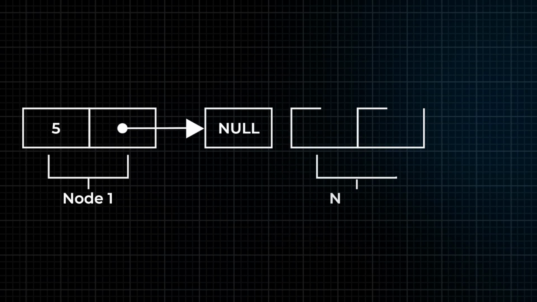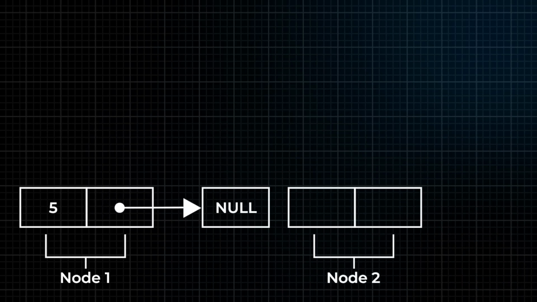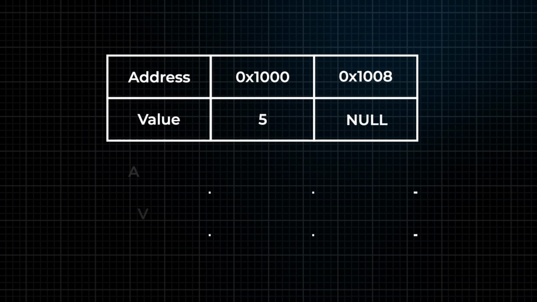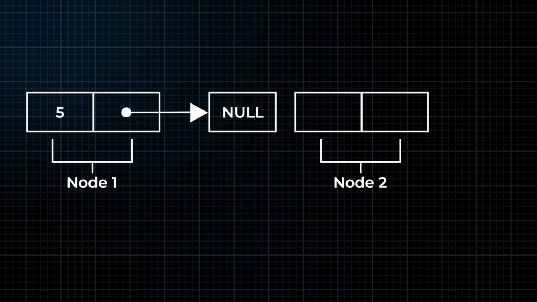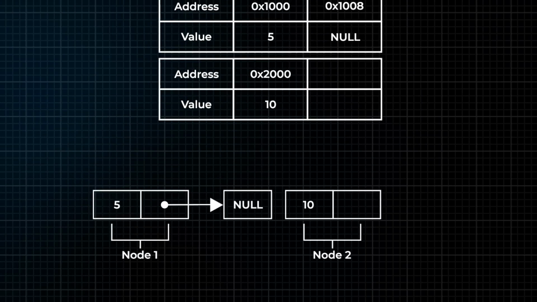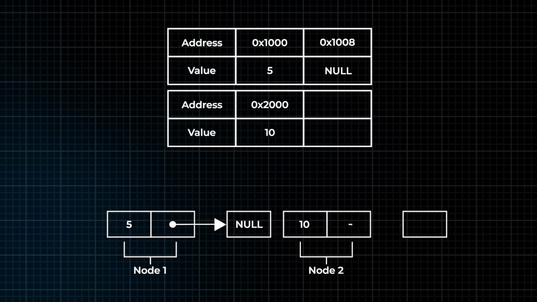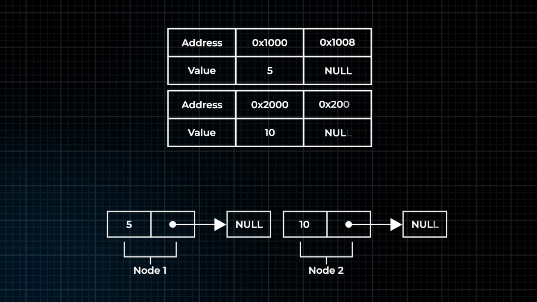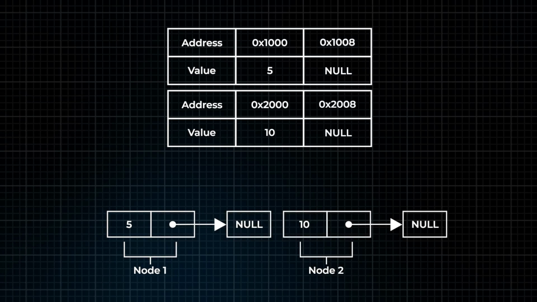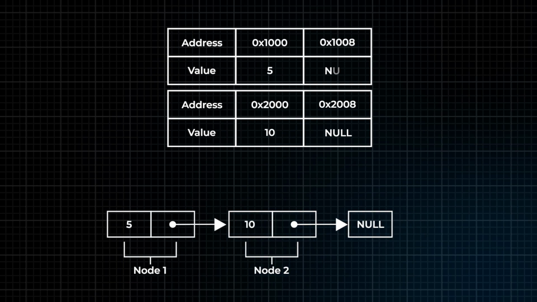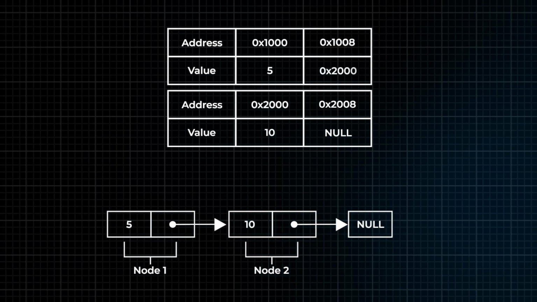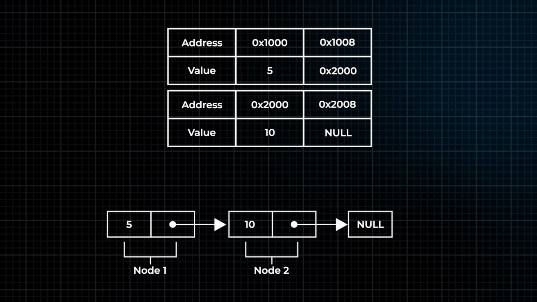When you create another node, you need to allocate memory for node 2. Let's say node 2's value is 10 and its pointer is null, which is stored at a new address. Now because it's a linked list, we have to link the previous node, which is node 1, with the newly created node 2. We do this by updating node 1's pointer to store the address of node 2.